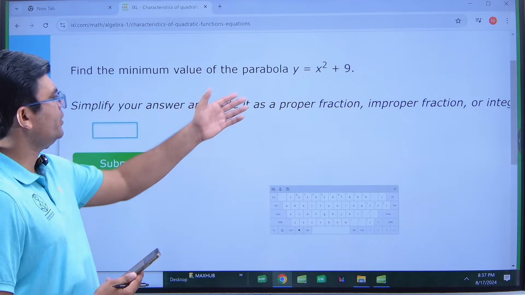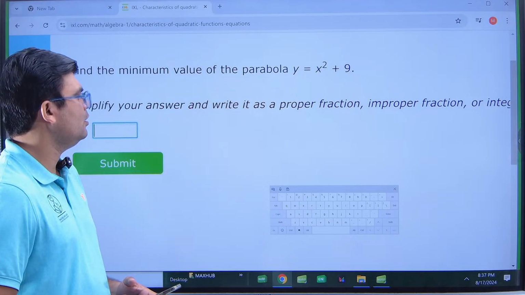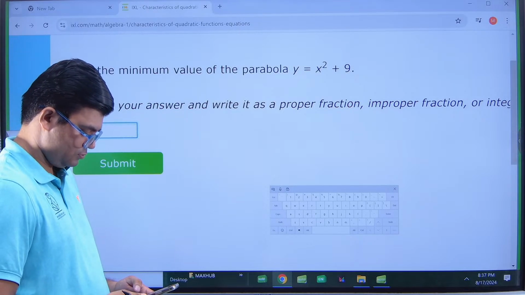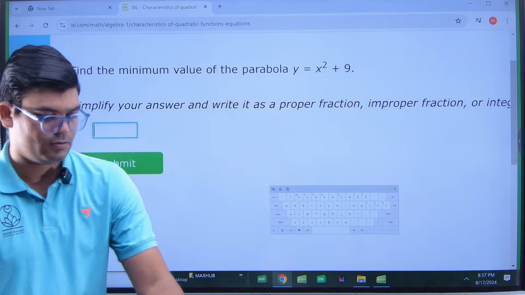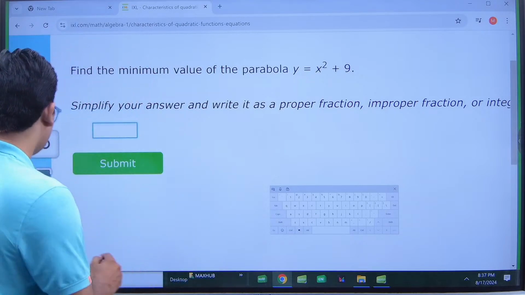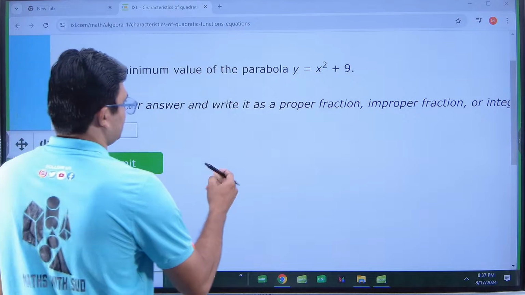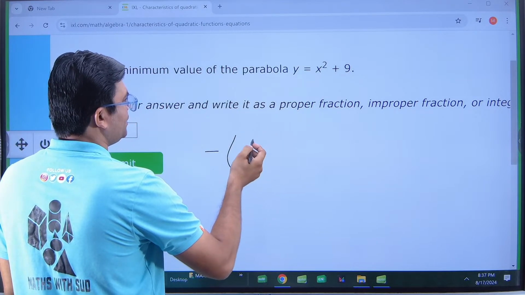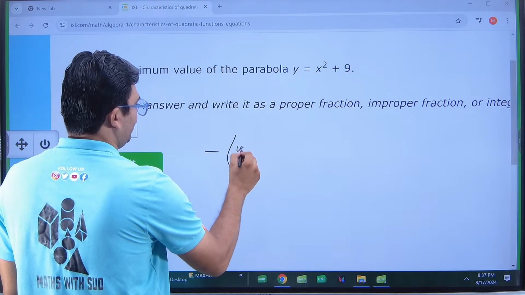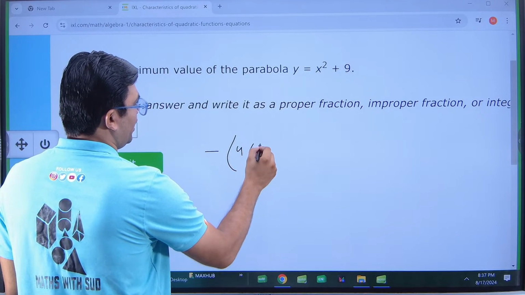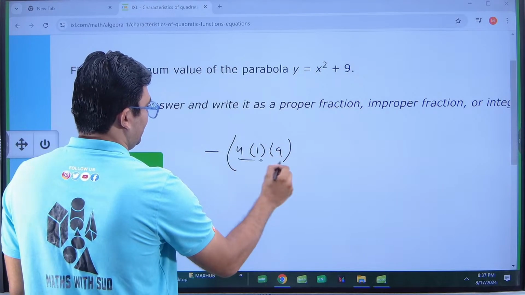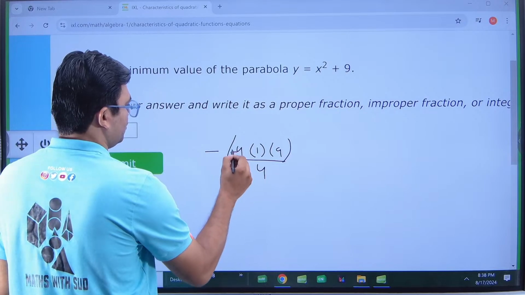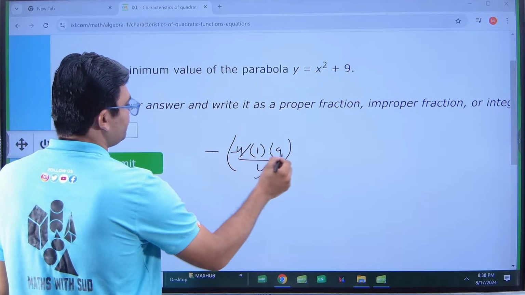For this I think you can do it directly as well. Minus 81 by 4. I mean 85, sorry. So minus b square minus 4ac, minus 4 into a into c, a is 1, c is 9, divided by 4. Oops, I took c as 9. So 4 and 4 will get cancelled, minus of minus 9 is plus 9.